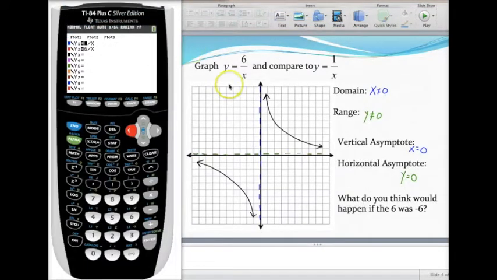So we've just established that for the function y equals 6 over x, our domain, range, vertical and horizontal asymptotes have not changed from the parent function. All we've changed was that number on top, which we'll call the a value. Let's take a look at the two graphs and see what happens.